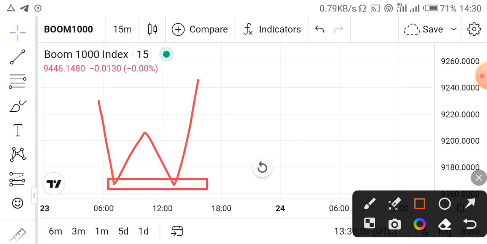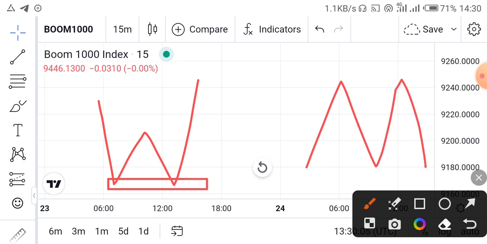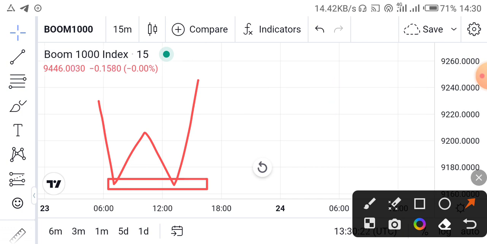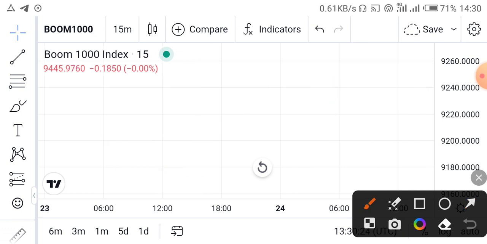The same thing goes for the double top. They have to be at the same level. One must not be too high or too low compared to the other. So actually, this is a perfect double bottom, and this is a perfect double top. But in most cases, you may not find them like this. There are times you'll find something like this on the chart.